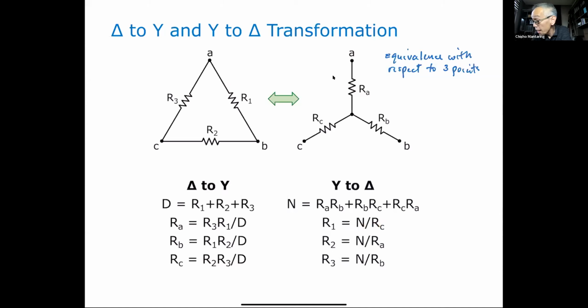R2 is N over RA. So this is R2 in the Y. Opposite that is RA. And R3 is N over RB.